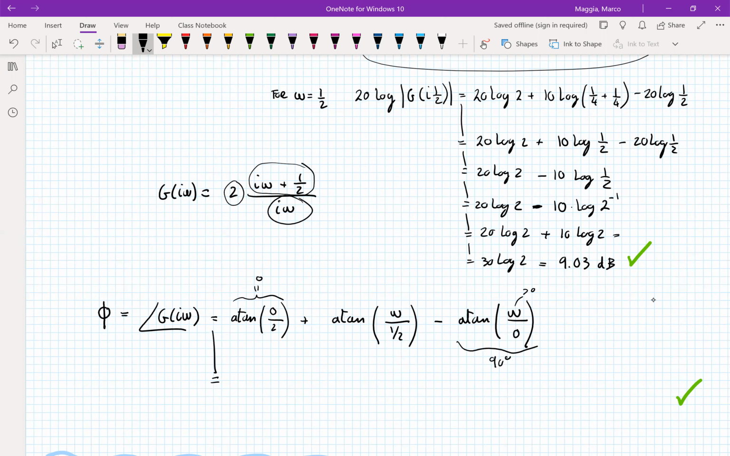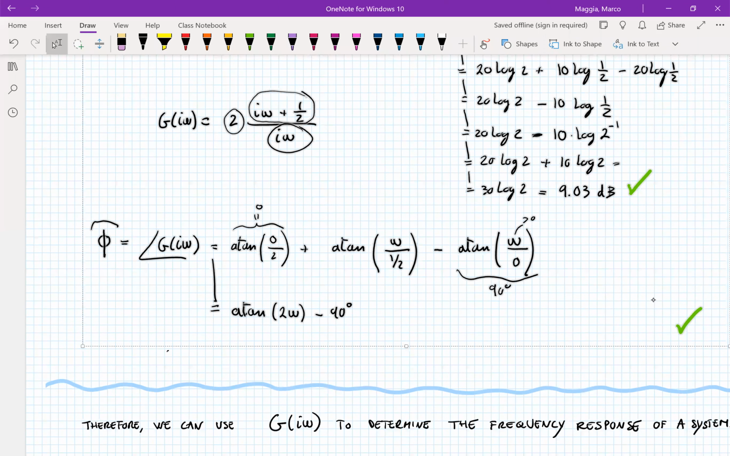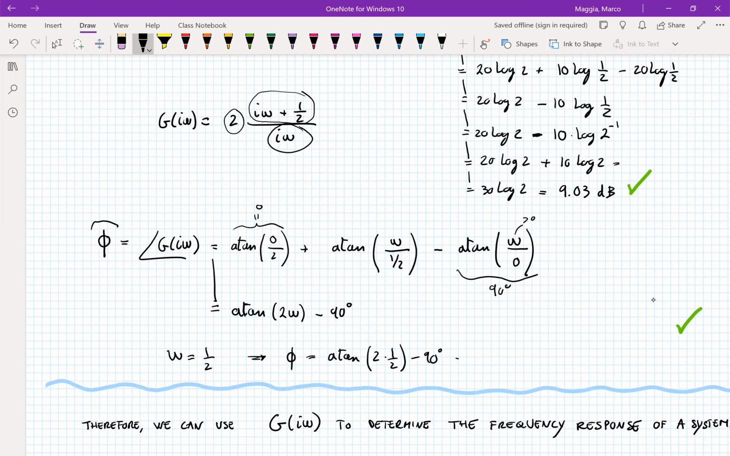So overall, the phase here, it's really the phase of the output, is given by arctangent of 2 omega minus 90 degrees. For omega equals 1/2, the phase difference between the output and the input is given by arctangent of 2 times 1/2 minus 90. So we have arctangent of 1, which is 45, minus 90, and then we have minus 45 degrees, which we've seen earlier. So everything checks.